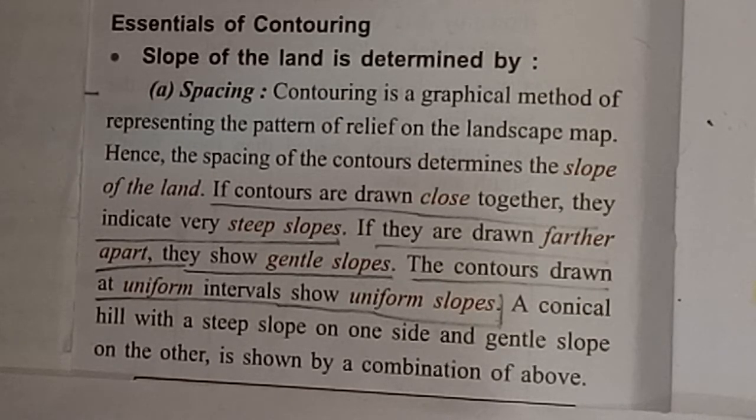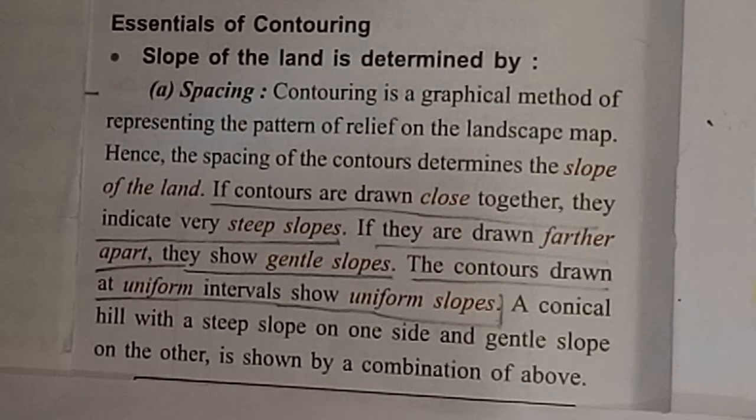So now see, these are imaginary lines, but we have to identify which slope is there with this diagram. So look here, children. When contours are drawn close together, they indicate a steep slope. If they are drawn further apart, then they show a gentle slope. The contours drawn at a uniform interval show a uniform slope. So these are the three slopes: steep slope, gentle slope and uniform slope.